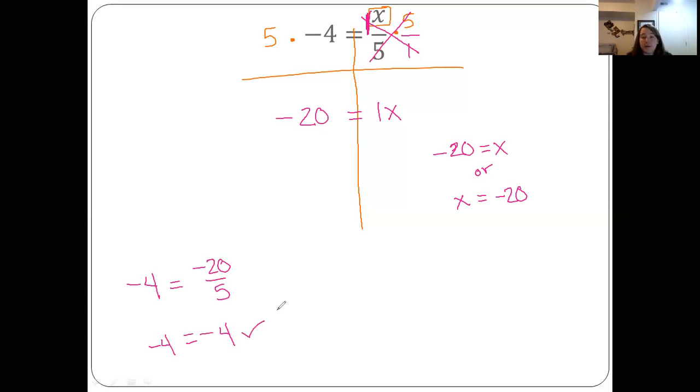Okay, thank you for watching. Hopefully this helped refresh you. I know we just did 1 steps, but again, I want you to think about it in a little bit different light because we are going to be looking at 2-step equations this week.